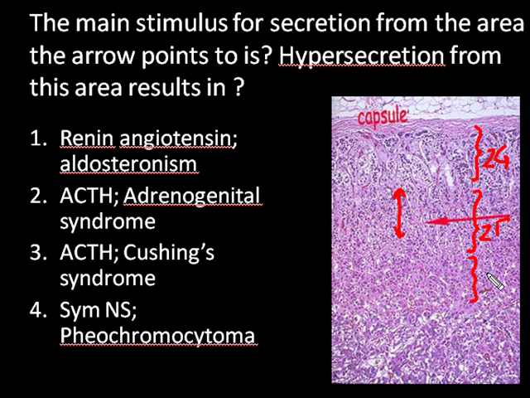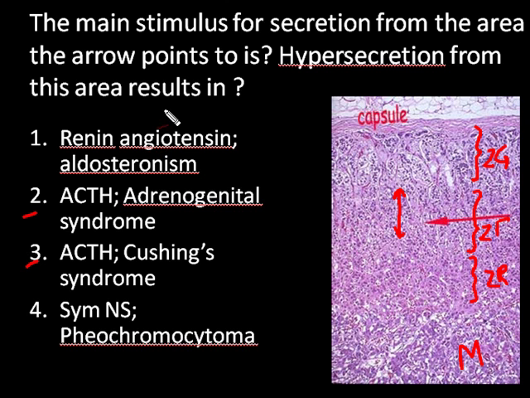This area here is the zona reticularis, and this part here is the medulla. So the arrow is pointing to the zona fasciculata, and it asks you what is the main stimulus for secretion from the area. The main stimulus for secretion from zona fasciculata is ACTH. So obviously these two choices you would look at.